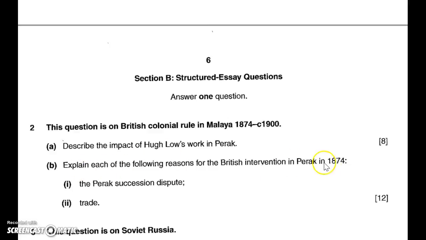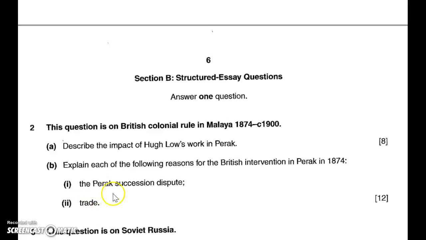The second one is actually on the Perak succession dispute, where you have to talk about the Sultan Ali dying and the other two fighting over him, or fighting over the position. And also about trade, which would be the reasons for intervention. So this one is actually a bit more easy. If you look at my notes, this will basically be sort of like the social factor, and this will be the economic factors, the rest of the economic factors.